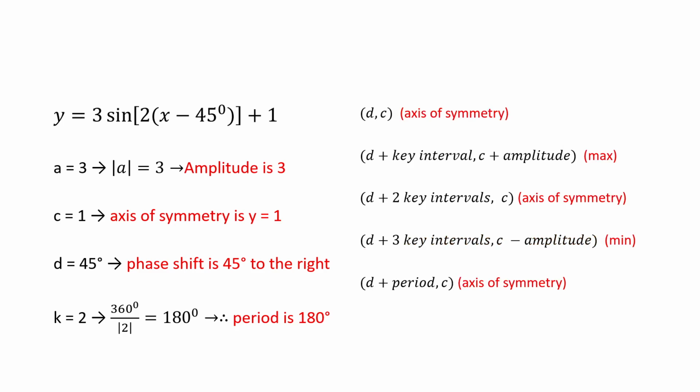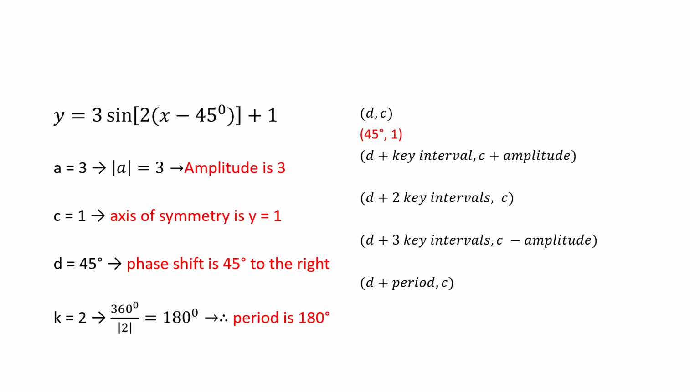So if our first point is at D, C, that's 45 degrees, comma 1. Our second point is D plus a key interval and C plus an amplitude. So D is 45. A key interval, as we said a minute ago, is also 45. So this is going to be 90 degrees right there. And our y value will be the C, which is 1, plus the amplitude, which is 3. So it'll be at 90 degrees, comma 4.